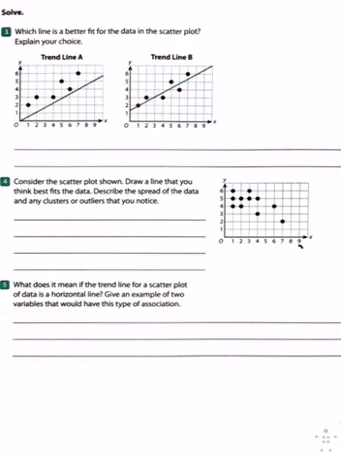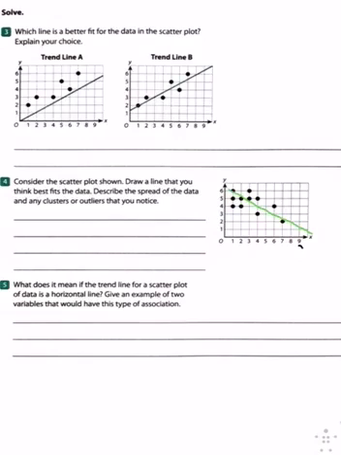Number 4, consider the scatter plot shown. Draw a line you think best fits the data. Describe the spread of the data and any clusters or outliers that you notice. So when I draw my line, I would draw it from the 6 and go all the way down to the 9. I would say that there is a cluster towards the top left corner of the graph. And then there are no outliers because no one point is completely separate from the rest of the group.